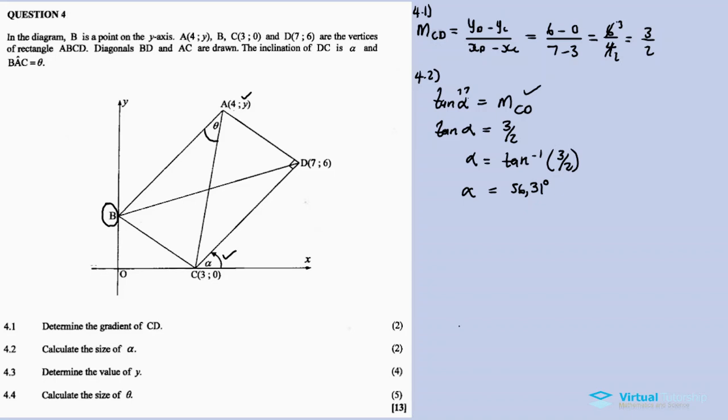Now 4.3: determine the value of y. So we want the value for y, which is the y coordinate of A. Now, in a question like this one, where they say you must calculate an unknown coordinate, whether x or y or both x and y, there are several ways of approaching such a question.